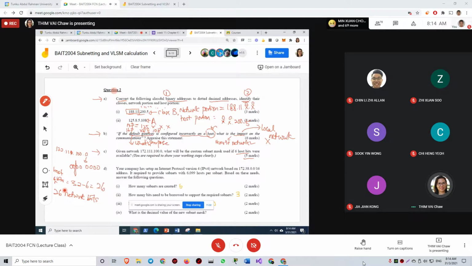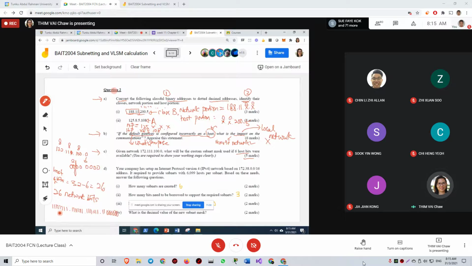So from this case, you are going to convert this 26 network bits into a subnet mask, the custom subnet mask. So here will be 8 plus 8 plus 8, then here another 2 bits. So that's 8 plus 8 plus 8 plus another 2, which is 26. So in this case, you convert it into binary: 1 to 8, 1 to 8, 1 to 8, then 1, 2, and then 1 to 6. So this is the binary of the custom subnet mask.